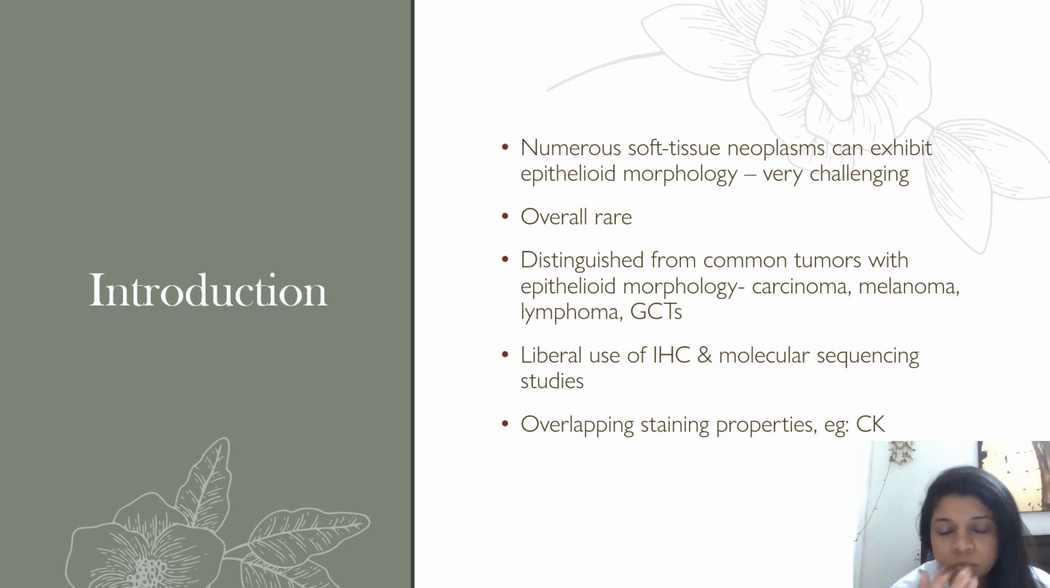So the common tumors like carcinoma, melanoma, lymphoma, and germ cell tumors are the tumors that you have to think about first. And then, if it is not responding to the treatment, or you see the IHC markers are negative, then you have to think about soft tissue tumors. To distinguish from soft tissue tumors, you will obviously use molecular sequencing studies and IHC, but you should keep in mind that there are overlapping staining properties, like cytokeratin, etc., can be positive even for the soft tissue tumors, which makes it more challenging.